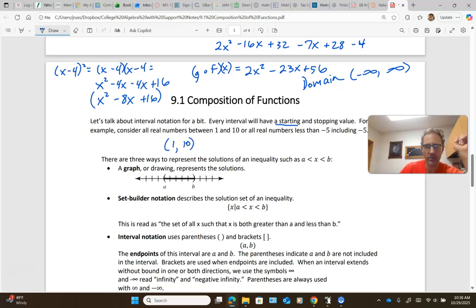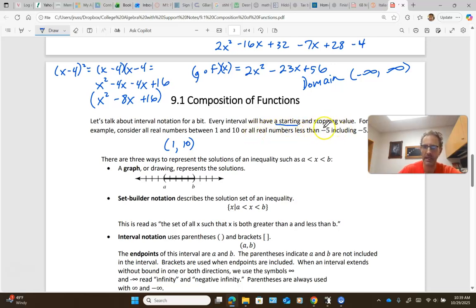We're starting at 1, we're stopping at 10. Now we're using the parentheses because 1 and 10 are not included, because it just says the real numbers between 1 and 10. What about the second case here?